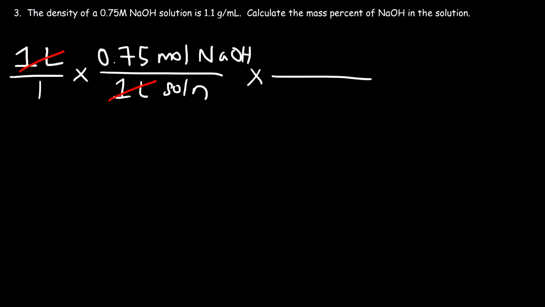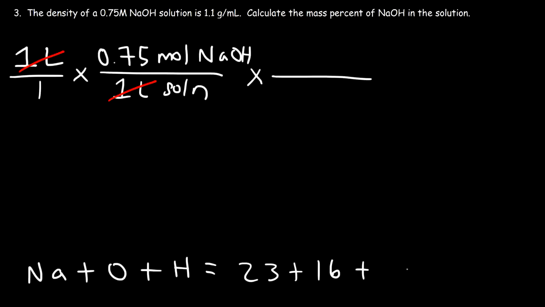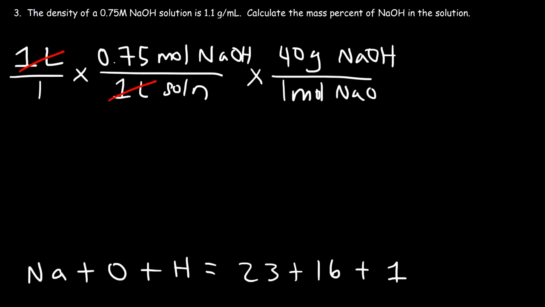Now we can convert moles into grams. So we need to find the molar mass of sodium hydroxide. So that's Na plus O plus H. The atomic mass of sodium is approximately 23, oxygen is 16, and hydrogen is approximately 1. So there's 40 grams of sodium hydroxide per 1 mole of NaOH. And so this will give us the mass of NaOH. So it's just 0.75 times 40. So in a 1 liter solution, there is 30 grams of sodium hydroxide.